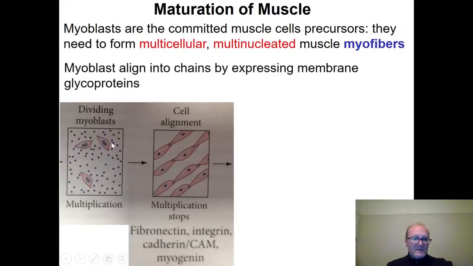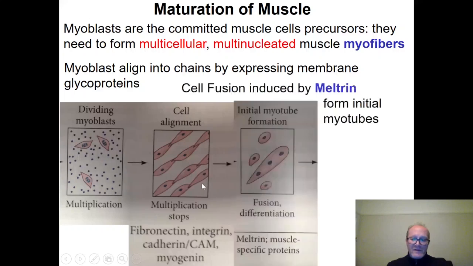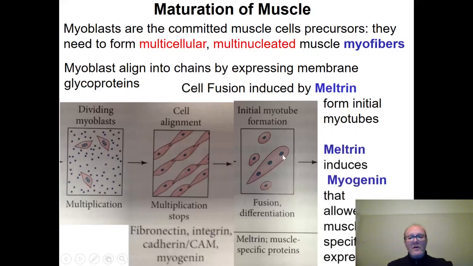Initially, the myoblasts, you can see them here, align themselves in long chains, and they express membrane glycoproteins so they can actually bind to each other. After that, the myoblasts express meltrin. Meltrin is a protein that induces membrane fusion. Therefore the cells in the long chain fuse together and form long tubes, or myotubes, that are multinucleated. Meltrin also induces the expression of myogenin.